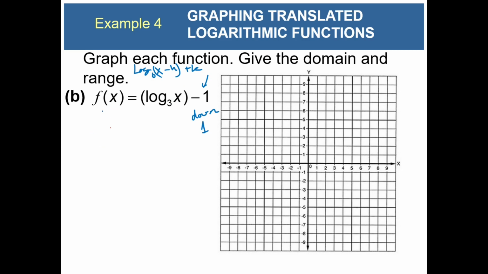So we're going to replace f of x with y. Y equals log base 3 of x minus 1. Now we have to be careful here because we cannot convert it to exponential notation unless we get the log by itself. So let's add 1 to both sides first. So I have y plus 1 equals log base 3 of x.